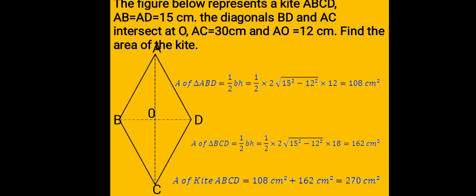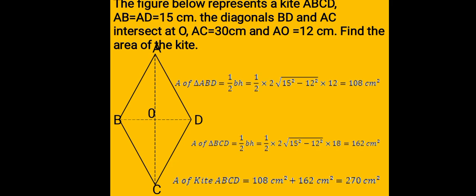The figure below represents a kite ABCD. AB is equal to AD, 15 centimeters. The diagonals BD and AC intersect at O. AC is equal to 30 centimeters and AO is equal to 12 centimeters. Find the area of the kite.